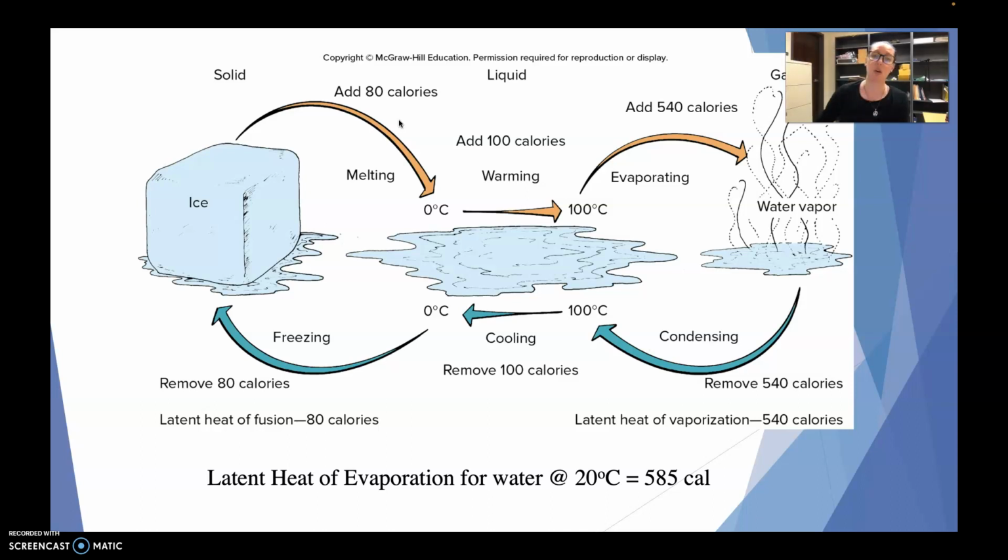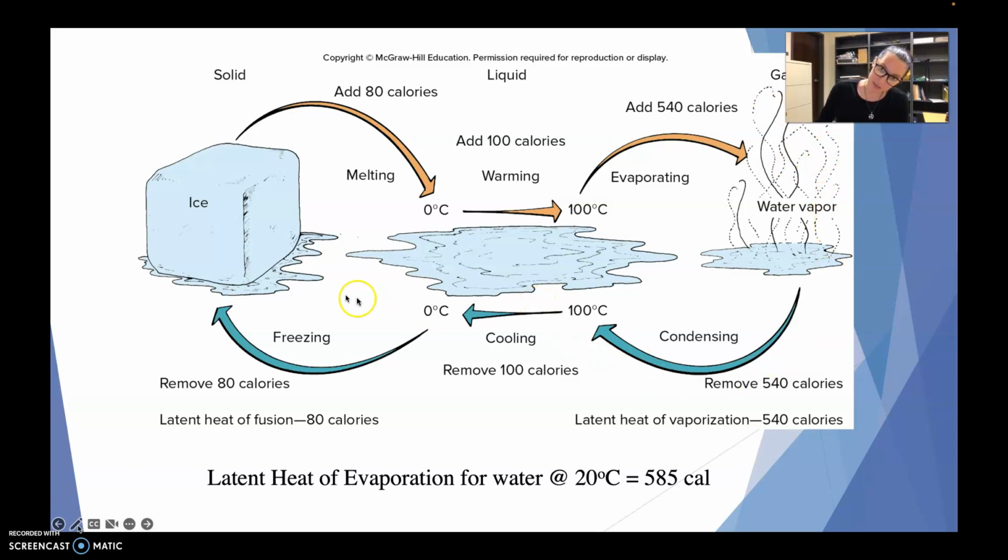But if you wanted to go from the state of liquid water to water vapor, you've got to add so much energy into that. Even going from 100 degrees Celsius water to water vapor, you're going to add another 540 calories.